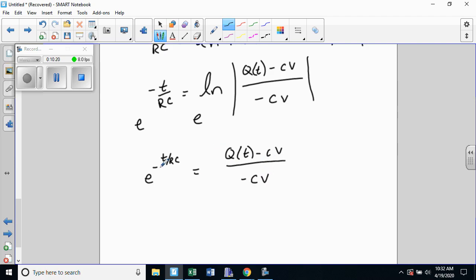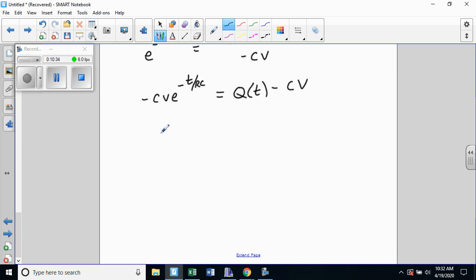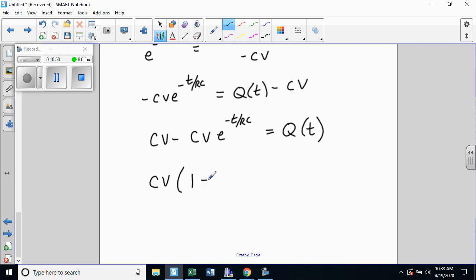Let's go ahead and solve for Q as a function of time. So I'm going to multiply by minus CV. So I get minus CV e to the minus t over RC is equal to Q as a function of time minus CV. So the last thing we need to do is add CV to both sides. I get CV minus CV e to the minus t over RC is equal to the charge as a function of time. But I see this CV term, and I'm going to pull it out because it looks awfully familiar to me. Let me pull it out and say 1 minus e to the minus t over RC.